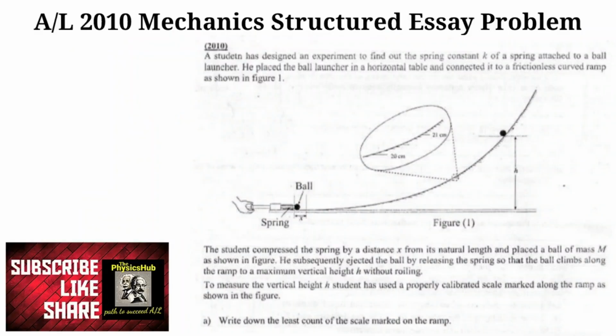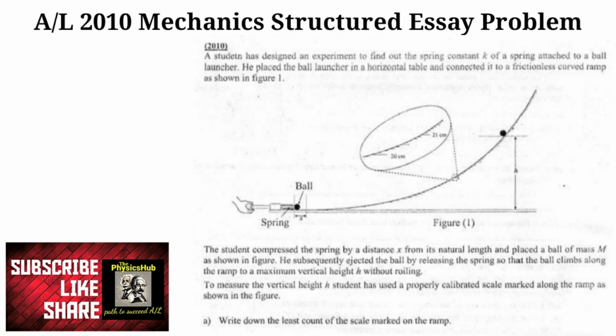A student has designed an experiment to find out the spring constant K of a spring attached to a ball launcher. He placed the ball launcher on a horizontal table and connected it to a frictionless curved ramp as shown in the figure. The student compressed the spring by a distance x from its natural length and placed a ball of mass M as shown in the figure.